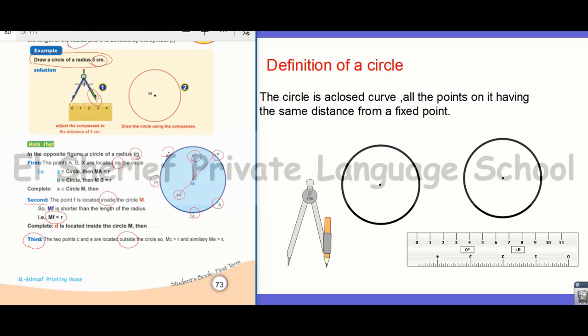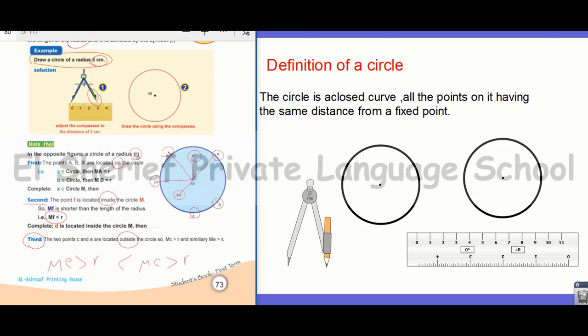If we draw a line segment from the center to point C, we notice that MC is more than the radius, because it's outside the circle. If we draw a line segment from the center to E, we know that ME is more than the radius.